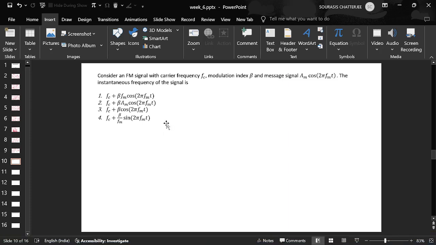So we are given an FM signal with carrier frequency Fc, a modulation index is also given, and the message signal, you can see, is also a sinusoidal message signal. So we are asked what is the instantaneous frequency of the signal. The answer is going to be pretty straightforward here. So let us try to obtain that.